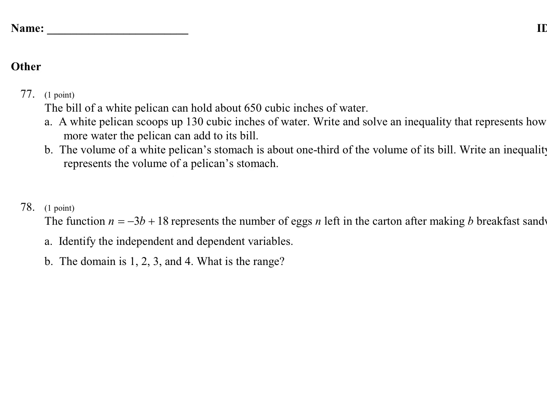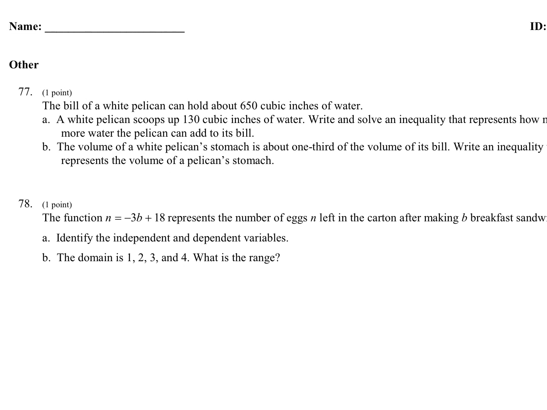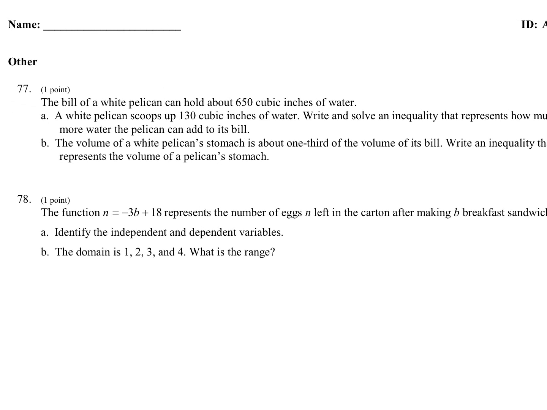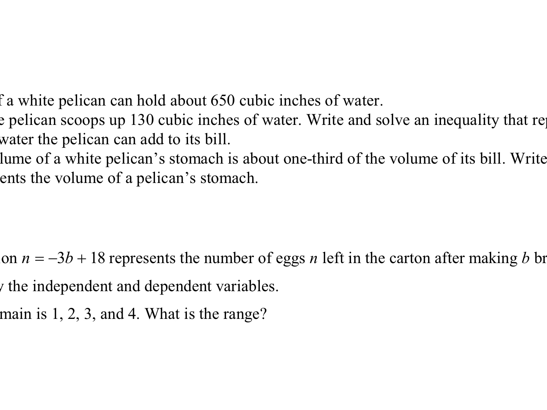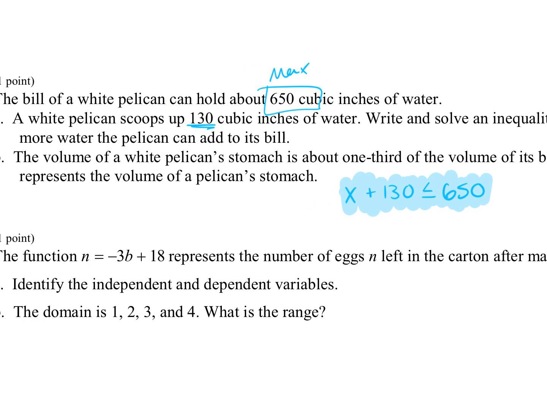A white pelican scoops up 130 cubic inches of water. Write and solve an inequality to represent how much more water the pelican can add to its bill. So it should be x plus 130, because we already start with 130 cubic inches, and that has to be less than or equal to 650, because 650 is the max. That's as much as we can hold, so everything else has to be less than that. So it should be x plus 130 is less than or equal to 650. So that is A.